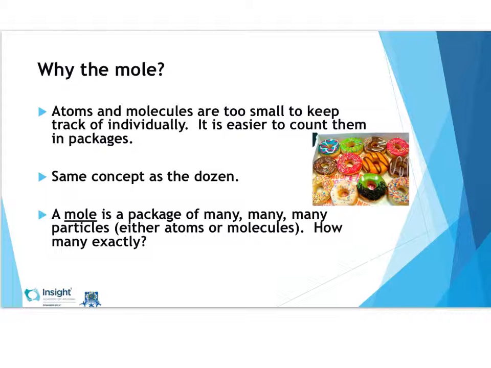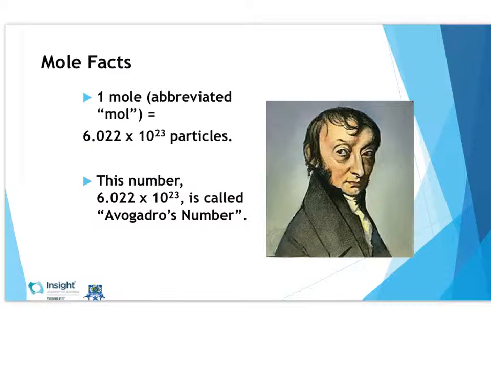And that number is huge, okay? It's 6.022 times 10 to the 23rd. So if you have a mole of something, you have 6.022 times 10 to the 23rd of that something, okay? This number was formulated, calculated, figured out by Amadeus Avogadro. So sometimes you'll see it referred to as Avogadro's number, okay?